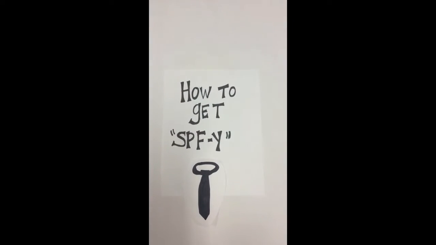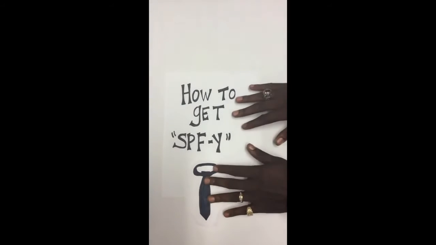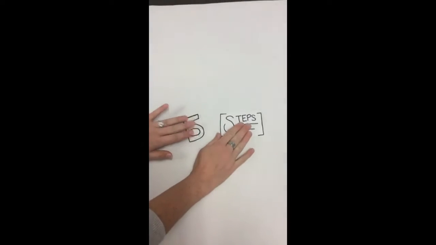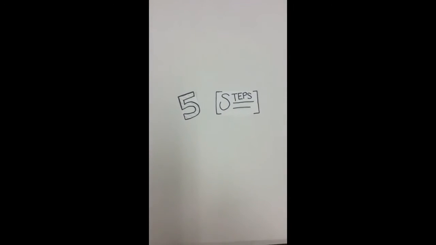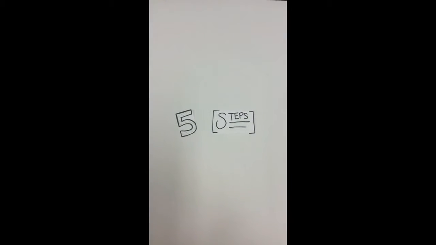How to get spiffy. There are 5 steps to a strategic planning process. These steps can be used to address any need.